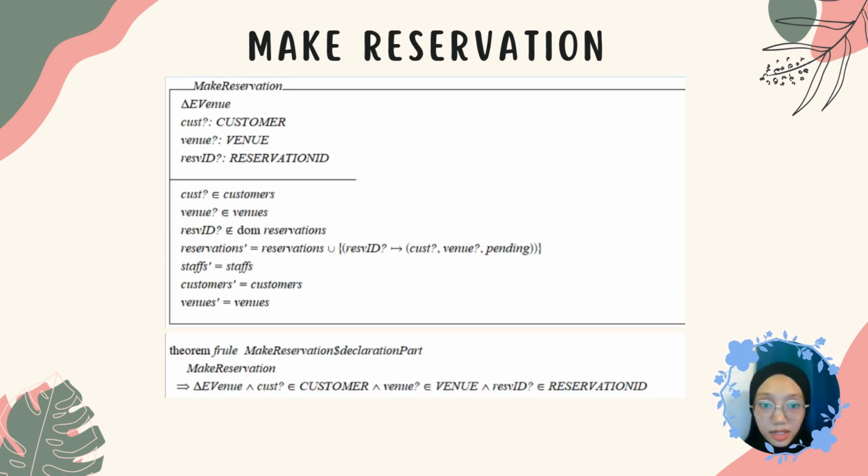For make reservation schema, this schema lets a customer make a new reservation. It first checks the customer, venue, and reservation ID are valid, and the ID isn't already in use. So if everything is valid, the system creates the reservation with a default status of pending. The theorem in this schema validates that the input types are correct and the state is updated safely. This is to help prevent double bookings and keep the data consistent.